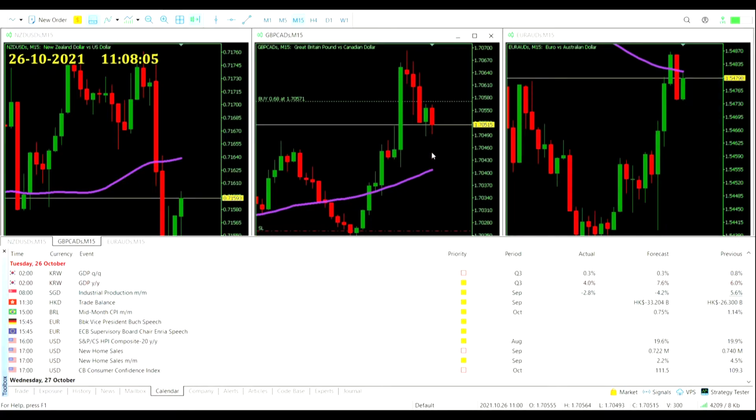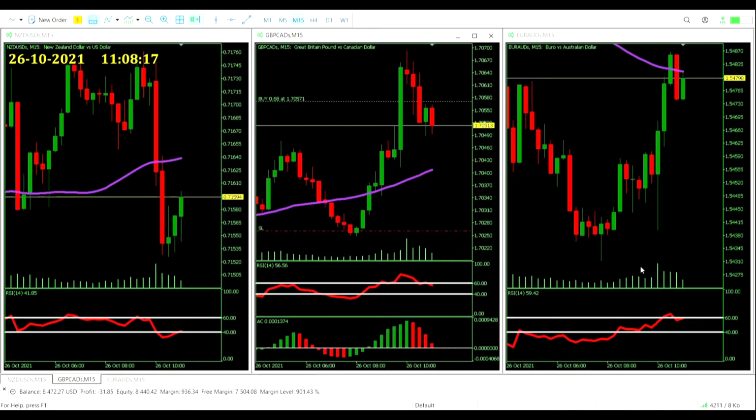We can see our trade not going so well. Still away until the stop loss. I imagine it's going to get knocked out by the accelerator oscillator from this downward momentum. But the Euro Australian dollar, that looks like it's also getting close to a signal. It is. RSI at 59.42.